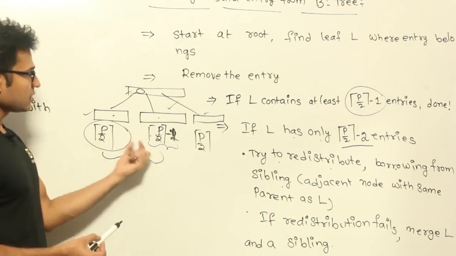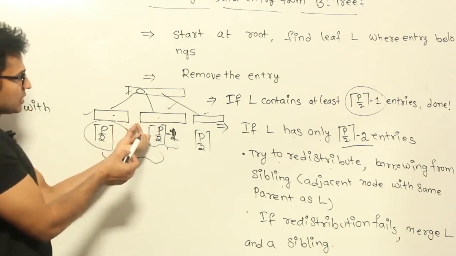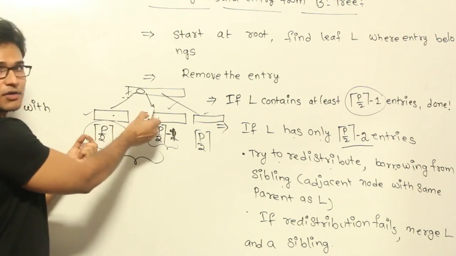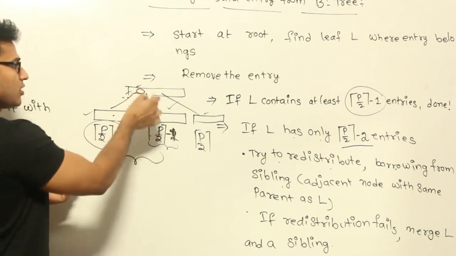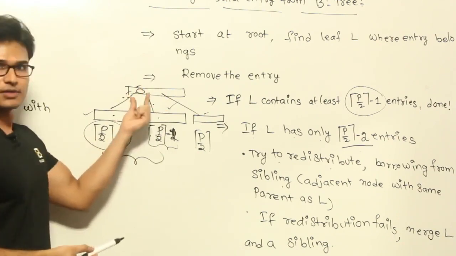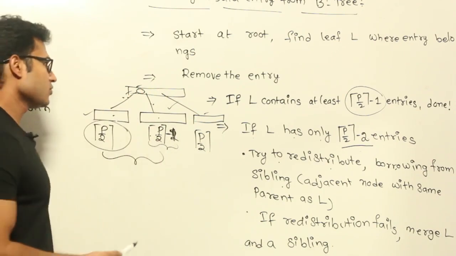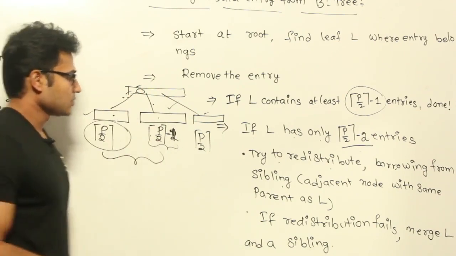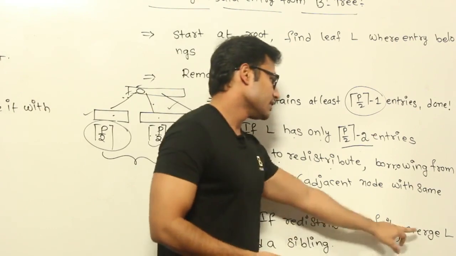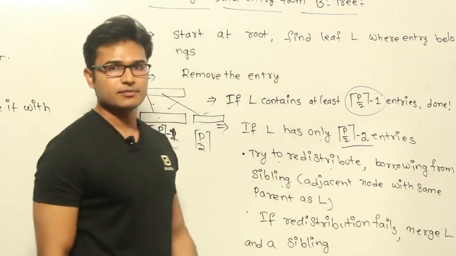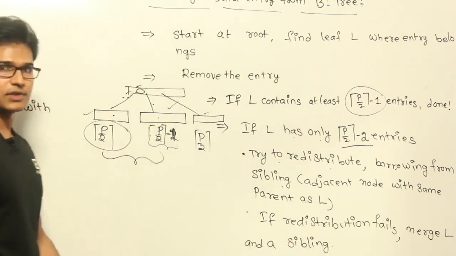In the case of a merger, when you merge these two, two pointers are not required and this entry is not required. You have to make the appropriate changes at the parent. Got it? I'll show you with examples what those changes are. So if redistribution fails, then merge L and a sibling. Take a sibling and merge with that.